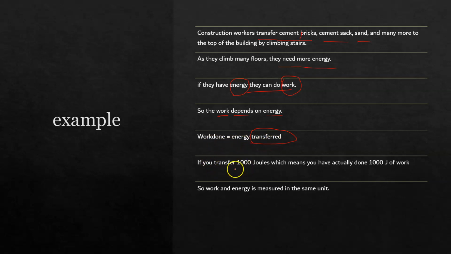If you transfer 1000 joules of energy, you can do 1000 joules of work. So work and energy are measured in the same unit. The unit of work done is joules, and the unit of energy is also joules. What is the spelling of joule?